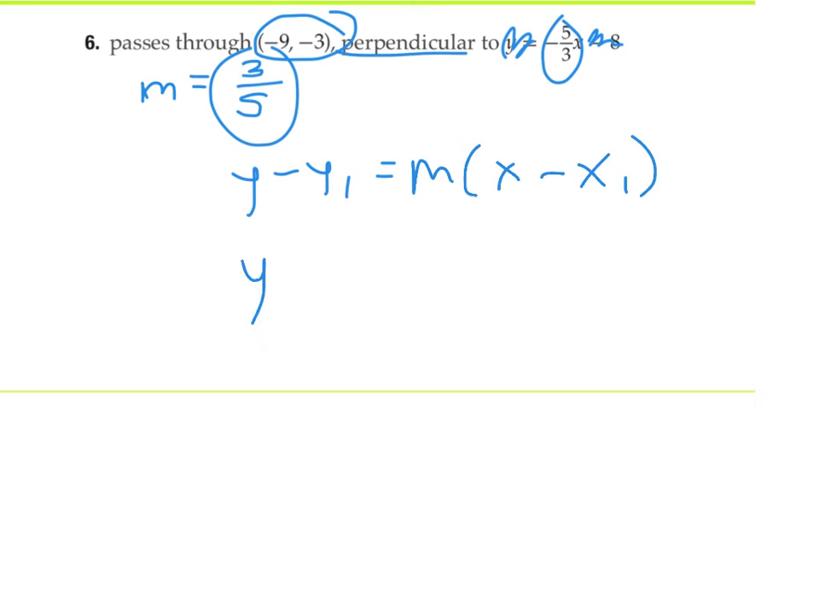So what's our y1? Negative 3. So minus a negative 3 would become plus 3. Our slope is 3 over 5. What's our x1?